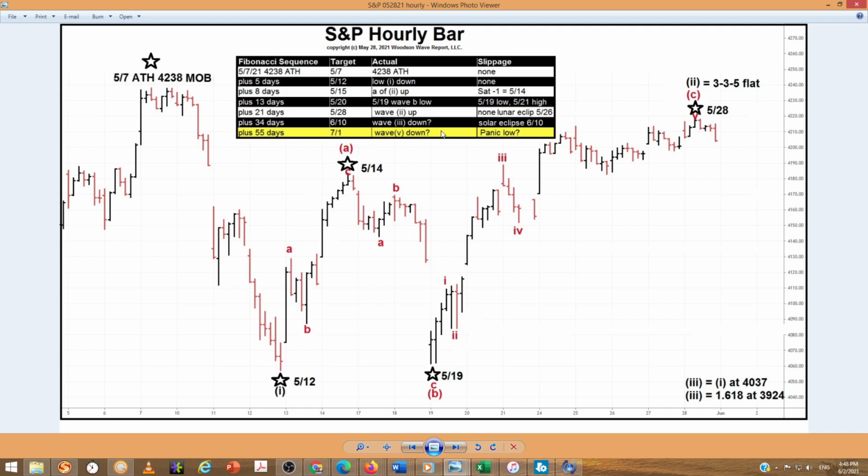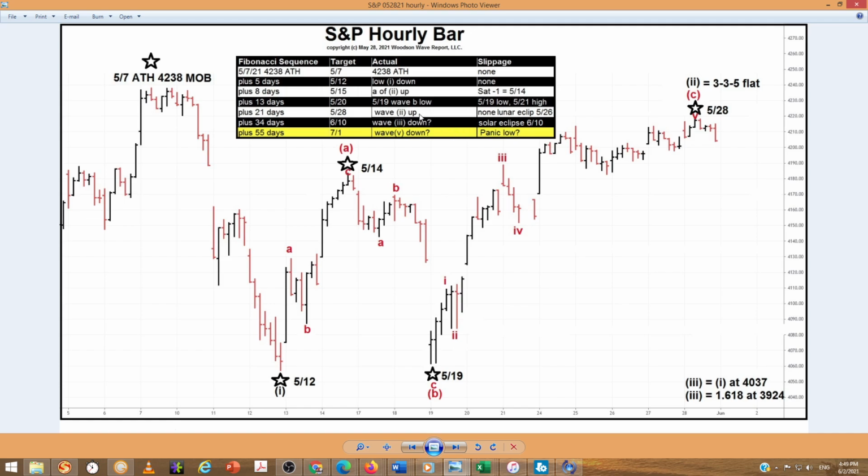Then we have the 19th for a low. Okay, we had a 19th low and a 21st high, and we had a turn date right in between them on the 20th. So we put it here. Could easily put it on the 21st. And then the next turn date in the sequence after the 5/28, which happened to be near a lunar eclipse on 5/26. And then we have a 34-day spiral, which is June 10th, which is coming up. And we have a solar eclipse then.